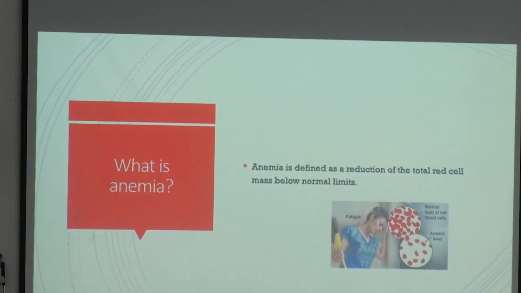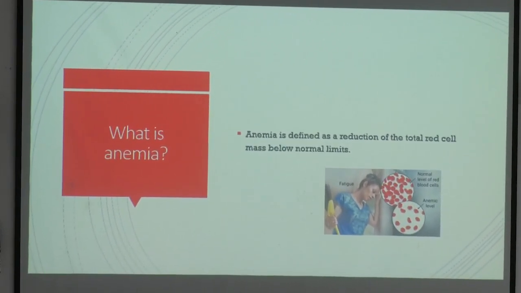Okay, how is it treated? So, what is anemia? I will give you a brief introduction. What is anemia? It is the reduction of the total red cell mass below normal limits. That is, RBC decreases, that is anemia.